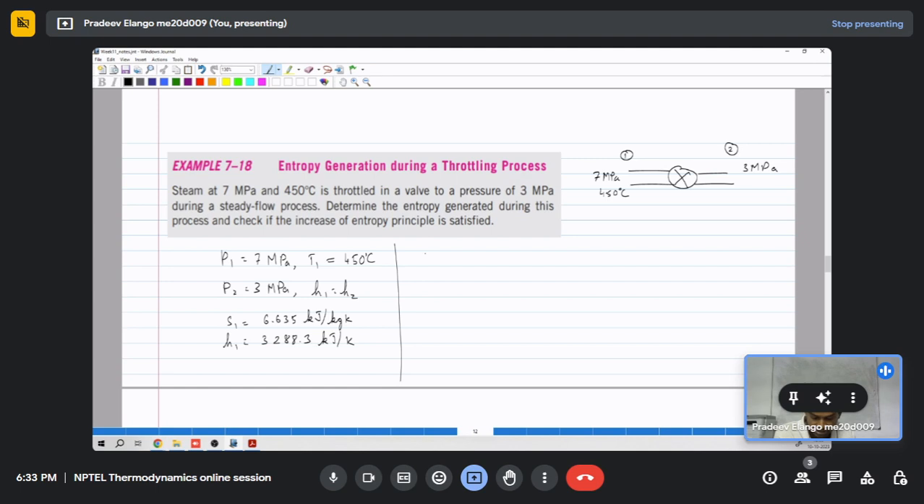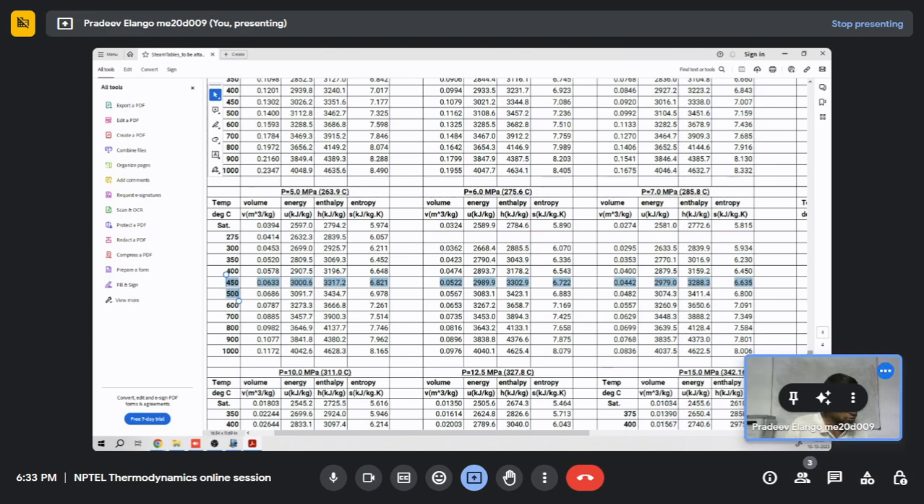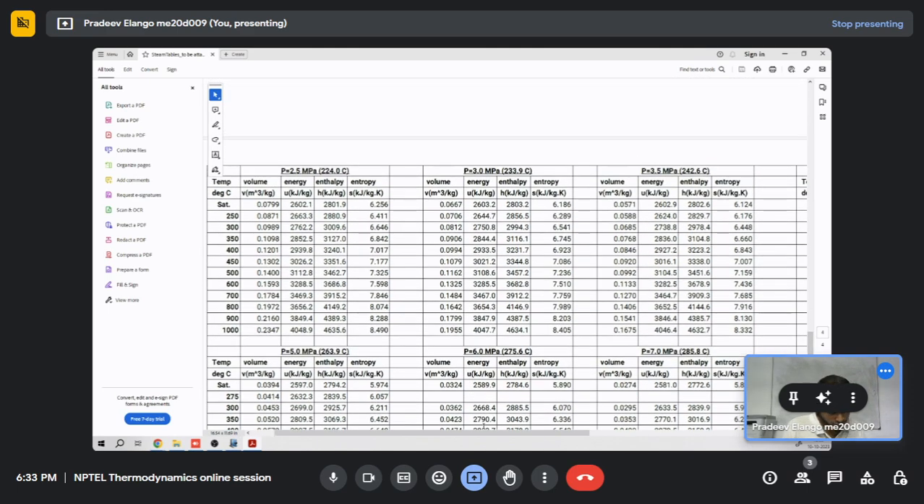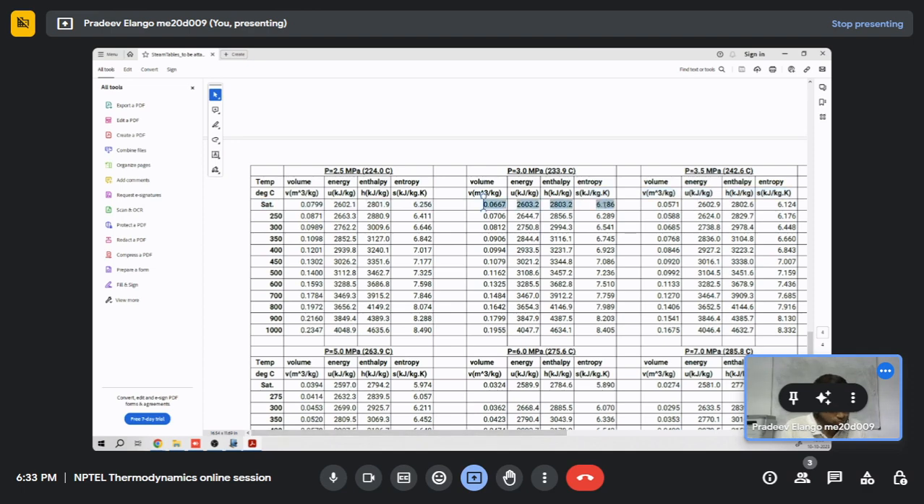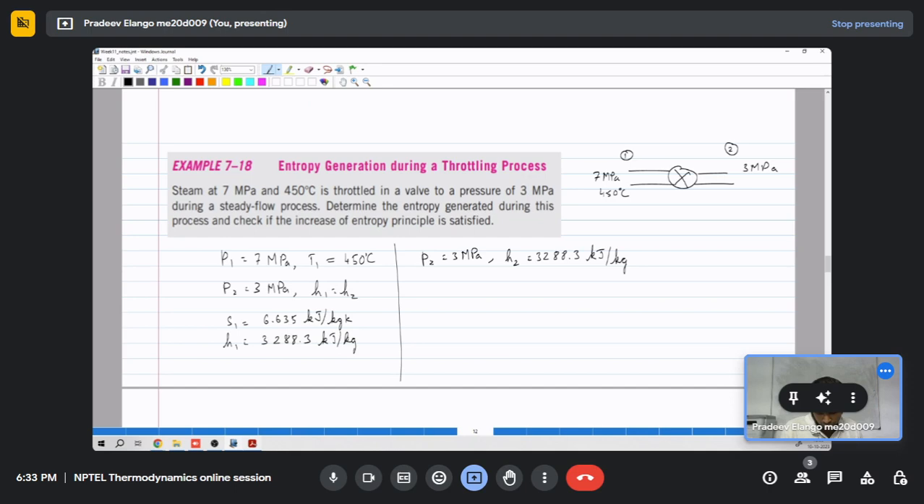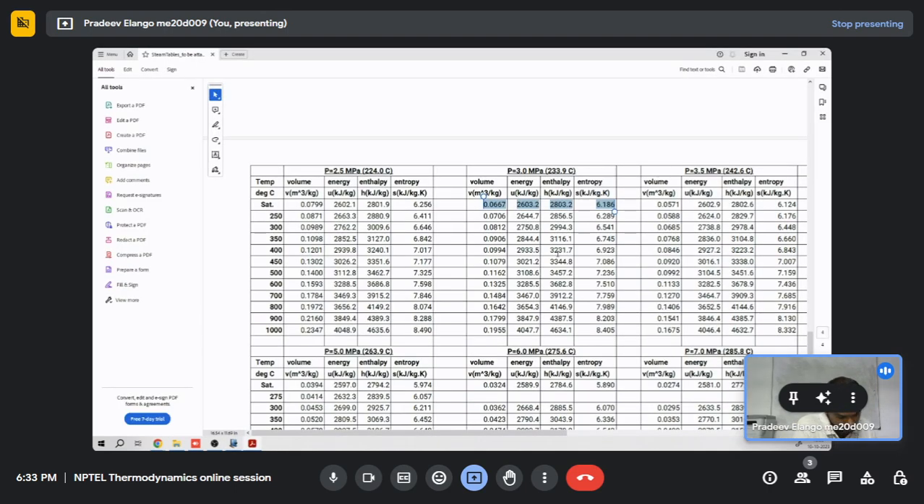So now for the second state, we know pressure, that is 3 megapascal, and the enthalpy is the same as enthalpy at state 1, that is 3288.3 kJ per kg. So looking at the 3 megapascal superheated steam table, here it is. Our enthalpy was 3288, which is between these two. So with this we can calculate the temperature and then calculate the entropy.